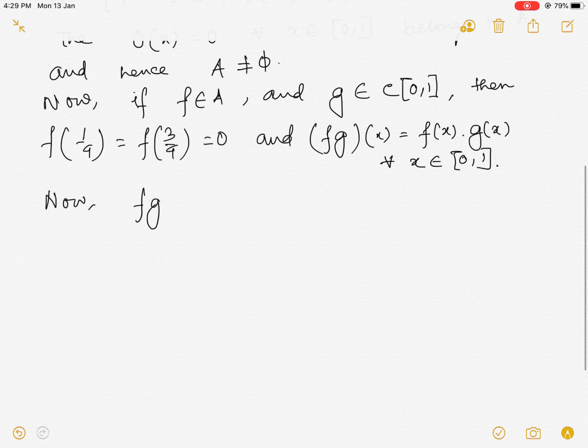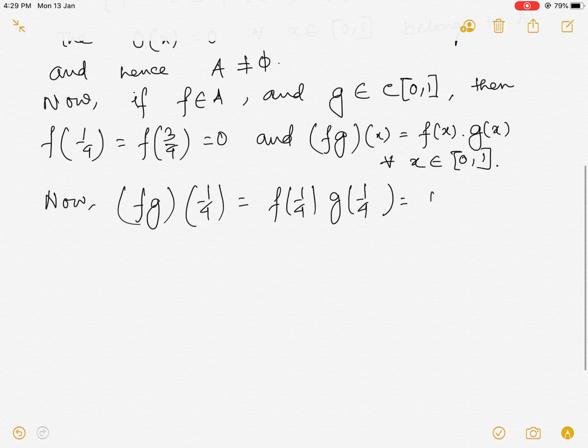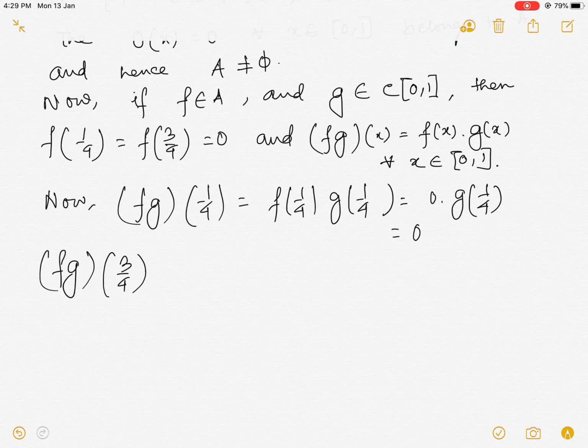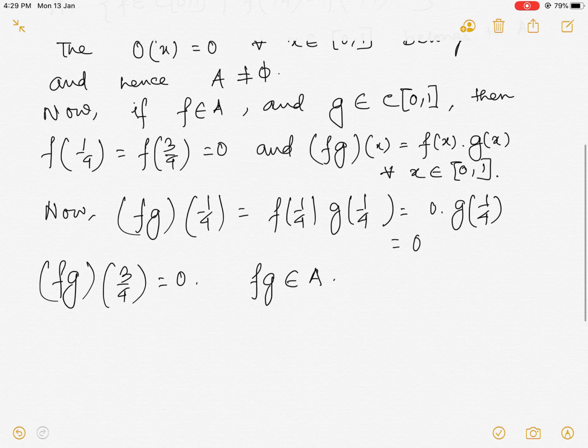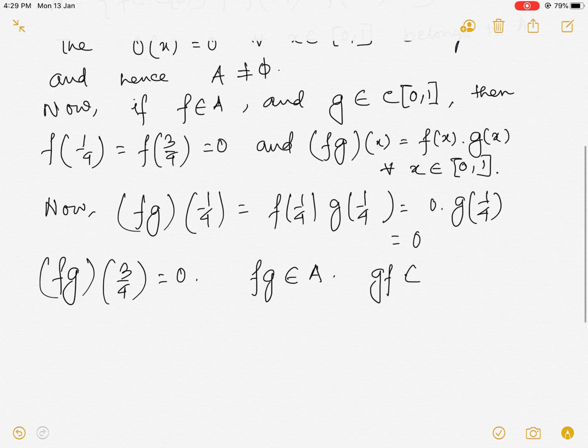Now, fg at the point 1/4 is f of 1/4, g of 1/4, which is equal to 0 into g of 1/4. Whatever be the value of g of 1/4, this gives us 0. Similarly, fg of 3/4 is also 0. Thus, fg belongs to A. Since C01 is a commutative ring, so gf also belongs to A. Thus, A is an ideal of C01.